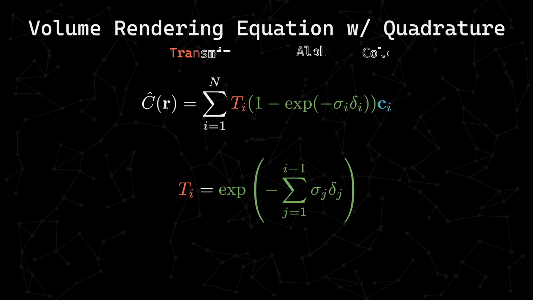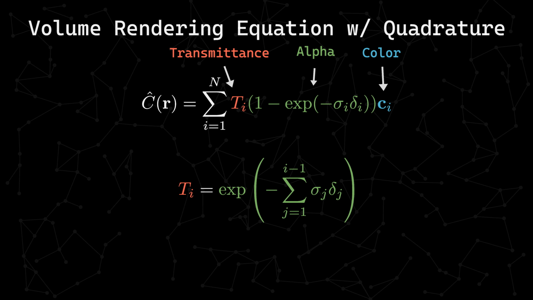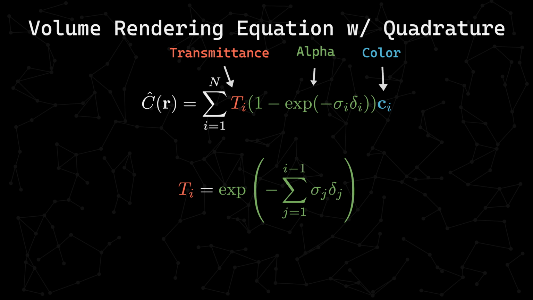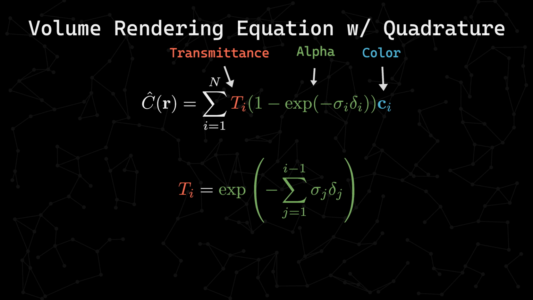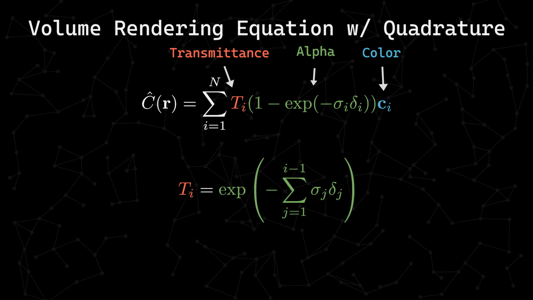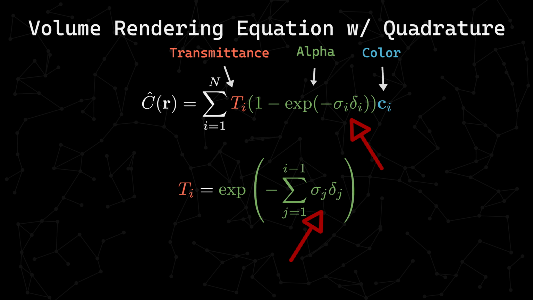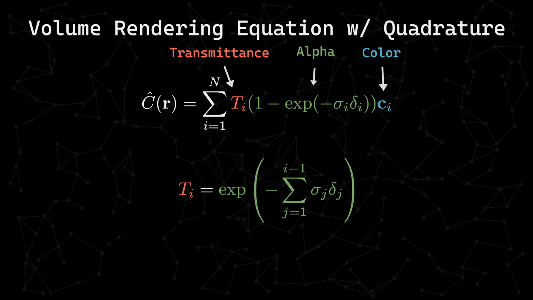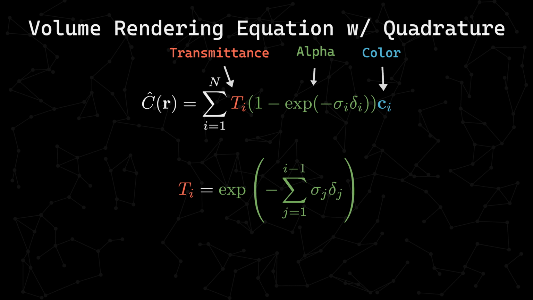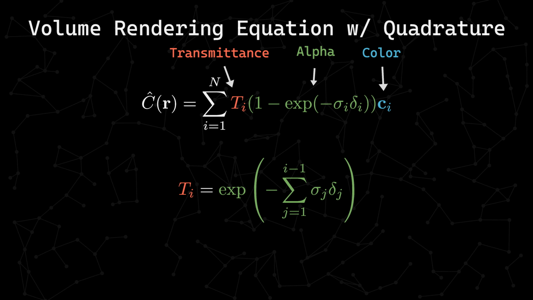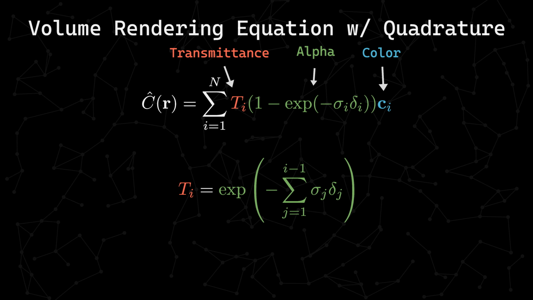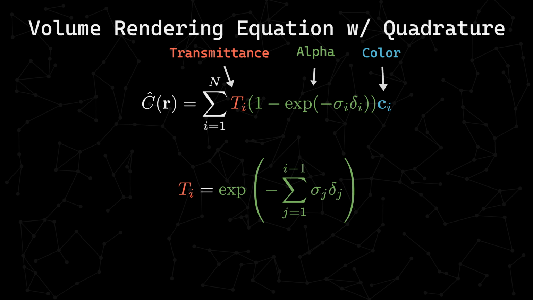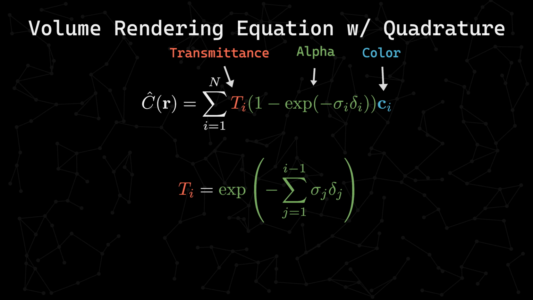T sub I is still our transmittance at point I along the ray, and C sub I is still our point's color. But because we've now discretized our space, we now have a sigma times delta term. We're essentially taking our estimate of the density at point I and multiplying it by delta I, which is the distance between samples I and I plus 1. I'll be referring to 1 minus e to the negative sigma I delta I as alpha.